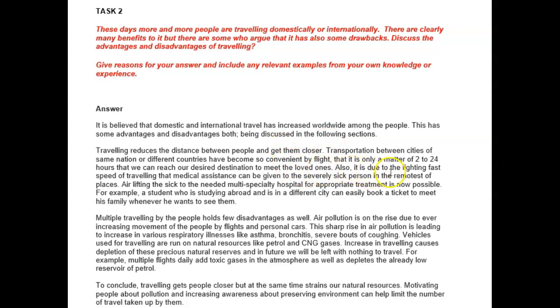"Also, it is due to the lightening, you need another syllable here, lightening, fast speed of traveling that medical assistance can be given to the severely sick person in the remotest of places. Airlifting the sick to the needed multi-specialty hospital for appropriate treatment is now possible. For example, a student who is studying abroad and is in a different city could easily book a ticket to meet his family whenever he wants to see them."